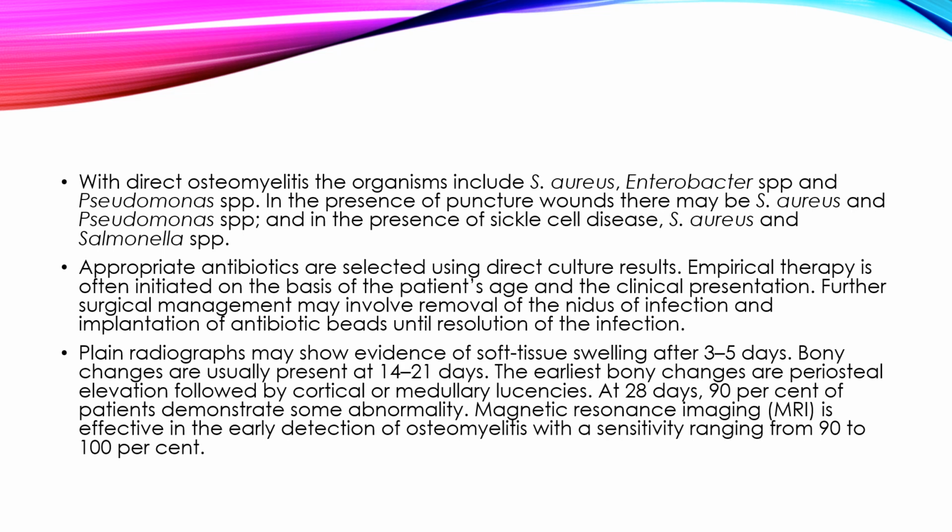With direct osteomyelitis, the organisms include Staphylococcus aureus, Enterobacter species, and Pseudomonas species. In the presence of a puncture wound, there may be Staphylococcus aureus and Pseudomonas species, and in the presence of sickle cell disease, Staphylococcus aureus and Salmonella species are the most common. Appropriate antibiotics are selected using direct culture results. Empirical therapy is often initiated on the basis of the patient's age and clinical presentation.